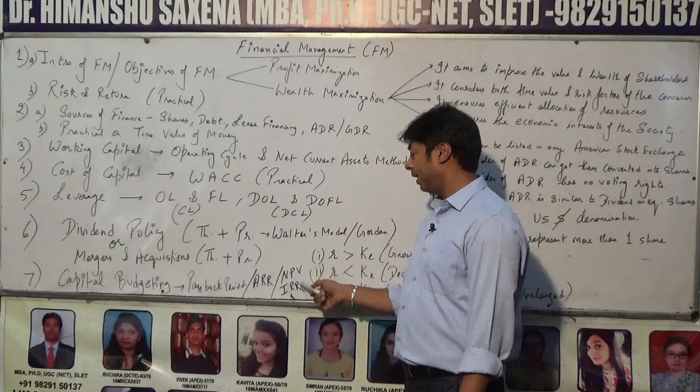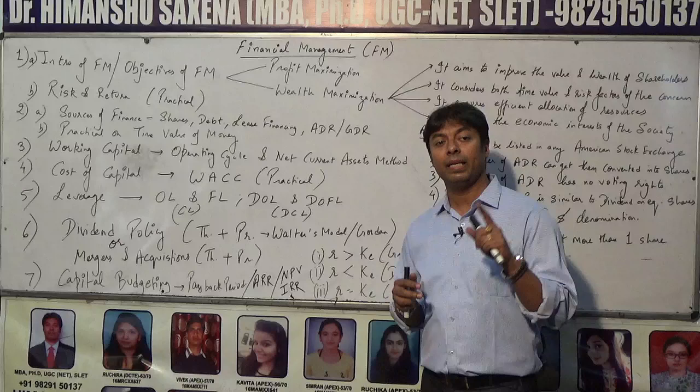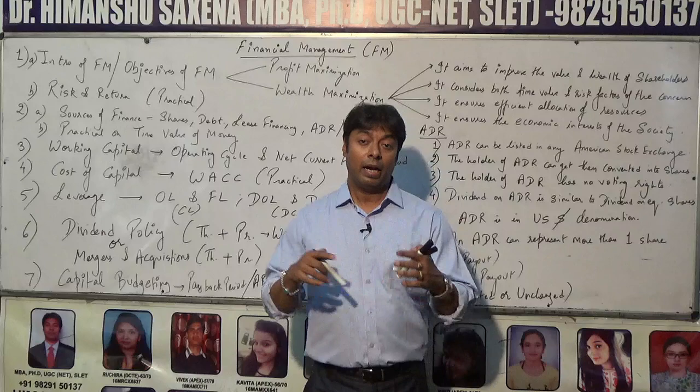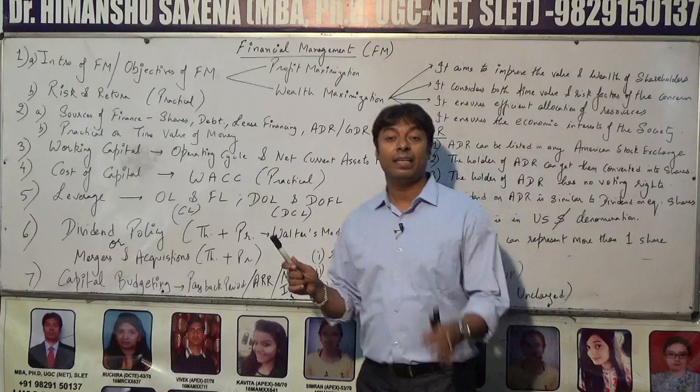Jis bhi project ka net present value higher hota hai, hamesha usi ko select kiya jata hai. Aur agar ek hi project ka to aap ye dekhte hain ki net present value positive aa raha hai ki nahi. Jis bhi project ka NPV positive hota hai, us project ko select kar lete hain. If the NPV is negative, the projects are rejected. And if there are more than one projects, agar wahan pe aapke paas 2, 3, 4, 5 project ho, jiska bhi NPV maximum hota hai, usko select kar dein. IRR, internal rate of return bhi jiska maximum hota hai wo select kiya jata hai.